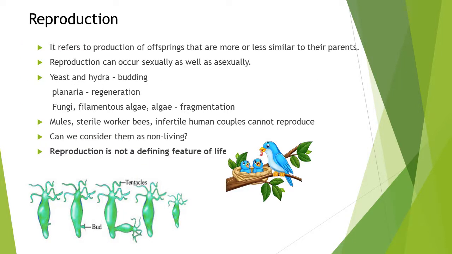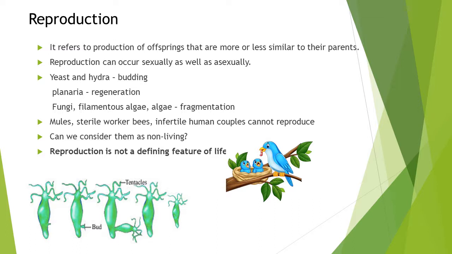Now we come to the next feature of living organisms, which is reproduction. Reproduction is the production of offsprings, which are almost similar to the parents. Now, reproduction can happen either sexually or asexually. There are many asexual modes of reproduction, and usually the lower organisms carry out asexual modes of reproduction. Yeast and hydra reproduce by budding. That means they develop a tiny structure on the parent body, which is called a bud. When it matures, the bud detaches and gives rise to a new offspring.